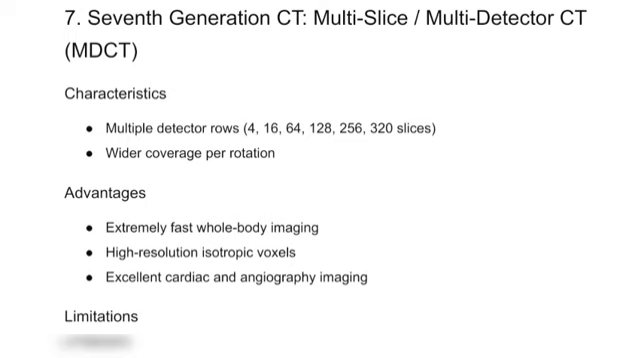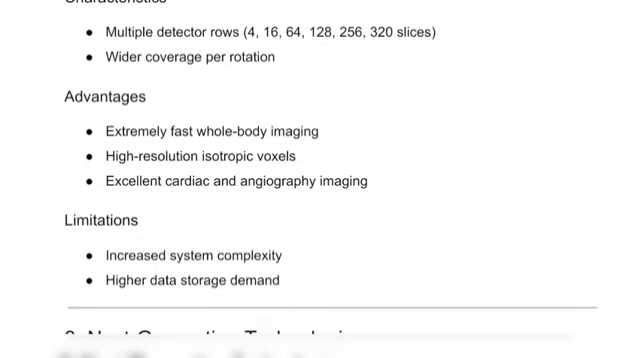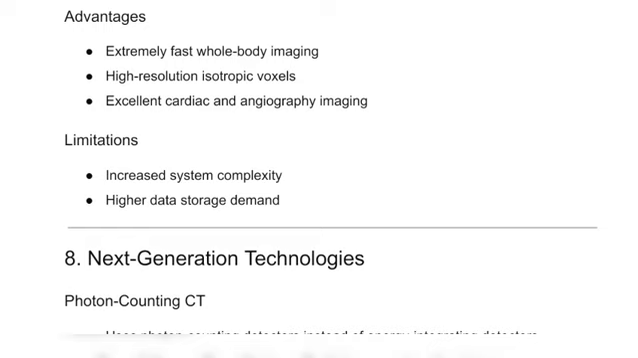Next is the seventh generation CT scanners, also called multi-slice CT scanners or multi-detector CT scanners, that is MDCT. It has multiple detector rows in the range of 4, 16, 64, 128, 256, 320 slices. That is, it has a wide coverage area per rotation. It has several advantages: it is extremely fast in whole body imaging, it has high resolution isotropic voxels, and it has excellent cardiac and angiography imaging. It also has limitations, such as increased system complexity, higher data storage demand, etc.